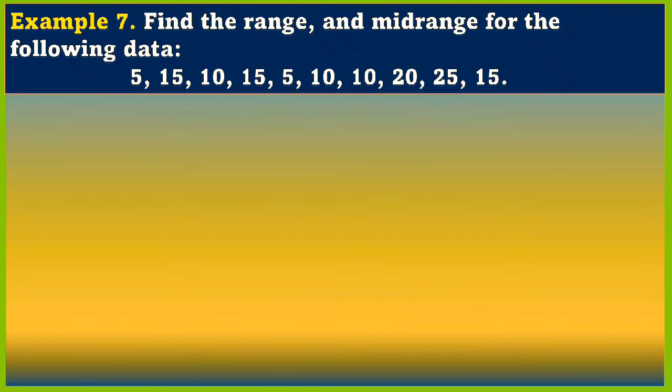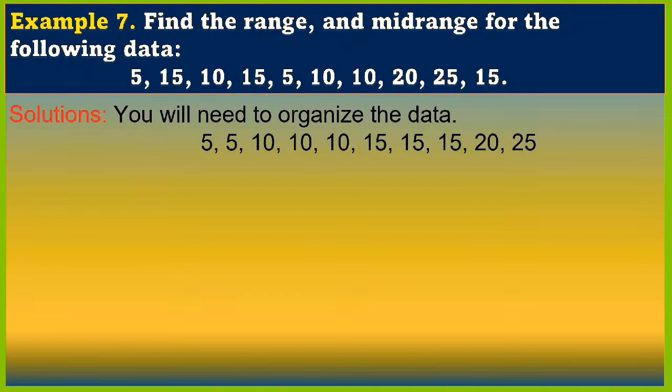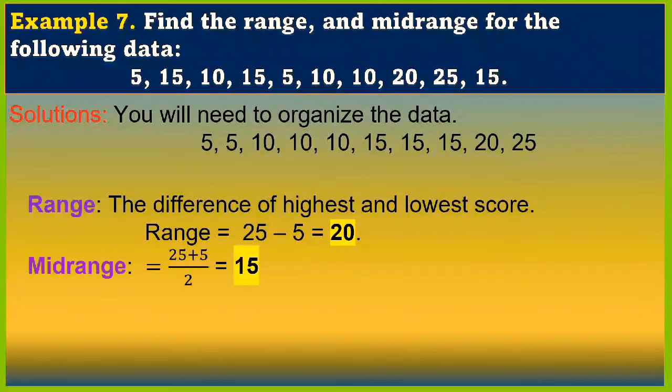Let us consider solving this example. Find the range and mid-range for the following data. Upon arranging the data in ascending order, finding the range means the difference of the highest and the lowest score. The highest score in the set of data is 25 and the lowest score is 5. Getting the difference of the two results in 20. So therefore the range is equal to 20. The mid-range tells us to identify the highest and the lowest data, get the sum, and divide it by 2. So here we have 25 plus 5, and that is equal to 30, divided by 2, and that is equal to 15.